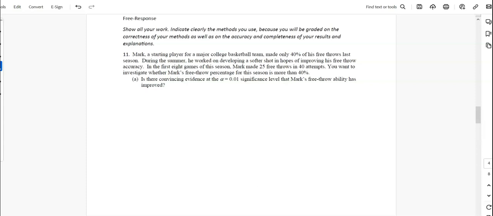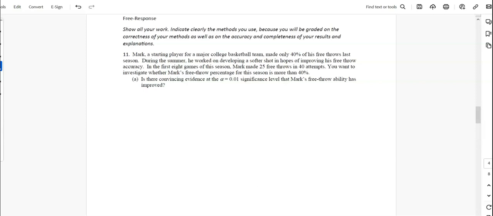Okay. During the summer, he worked on developing a softer shot in hopes of improving his free throws. In the first 8 games, Mark made 25 of 40 free throws. You want to investigate whether his free throw percentage for this season is more than 40%. Is there convincing evidence at the 1% significance level that Mark's free throw ability has improved? Wow, 1% is pretty strong.